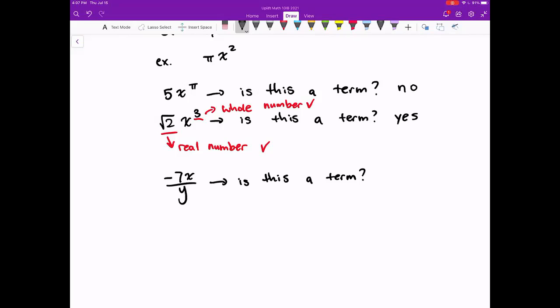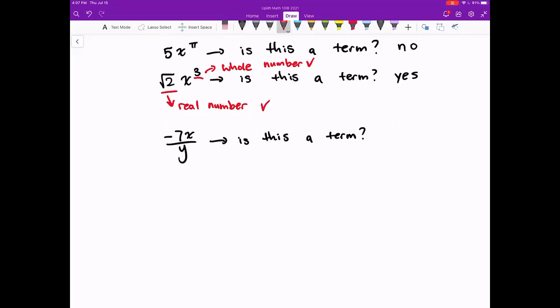Yes. Actually, no. If we remember back to the last lesson about exponents, if we have a negative number as a power, that number would also turn into a fraction. So in this case, instead of expressing it as divided by y, we could say y to the power of -1, which is not a whole number. So this is not a term. Remember, you can't have negative powers, negative exponents.